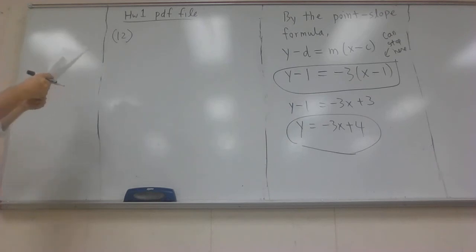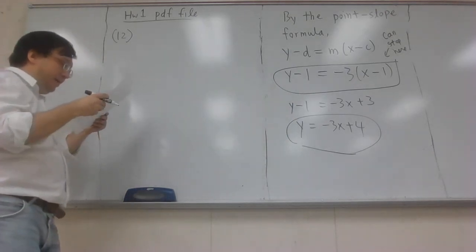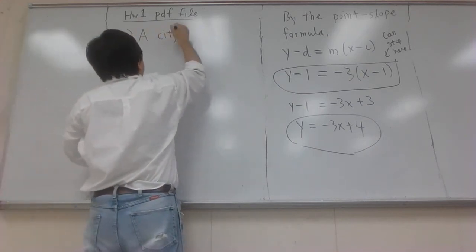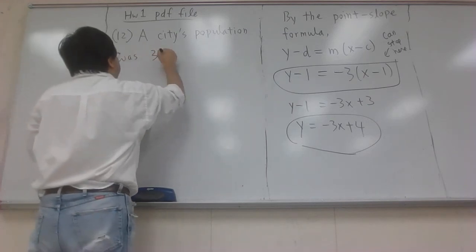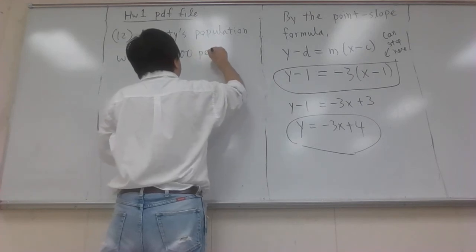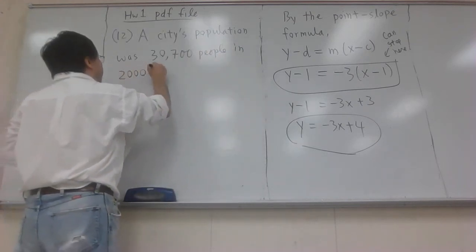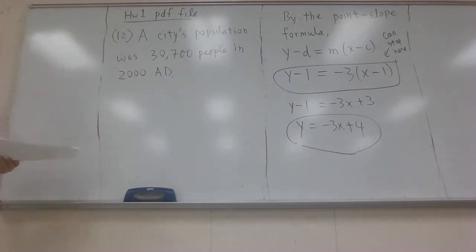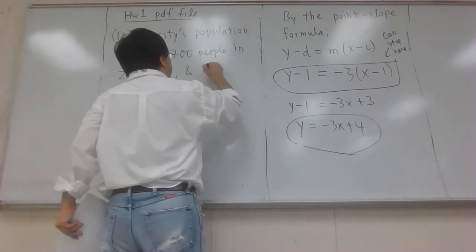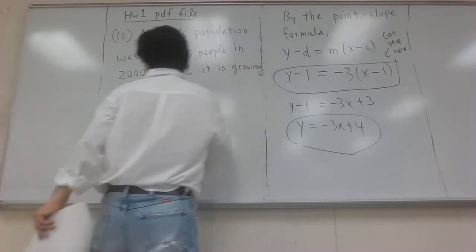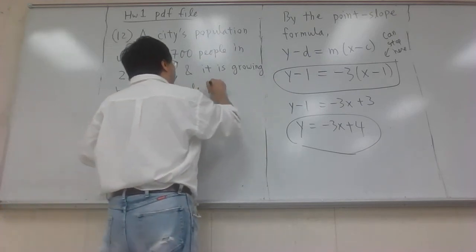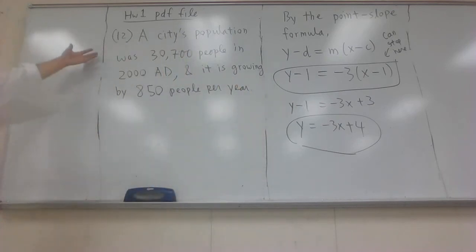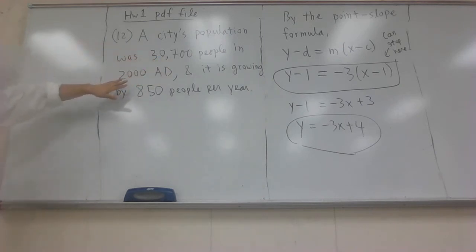So, a city's population was 30,700 people in the year 2000 AD, and it is growing by 850 people per year. Okay, so the city's population was 30,700 people in 2000 AD, and that population is growing by 850 people per year.